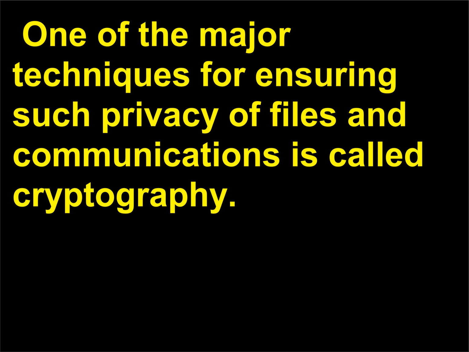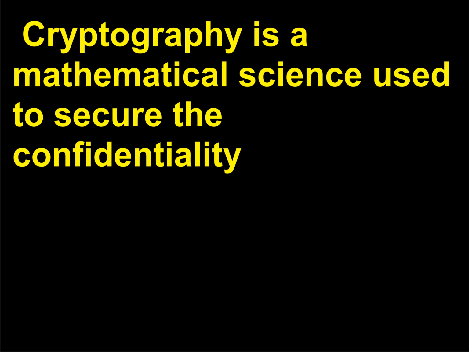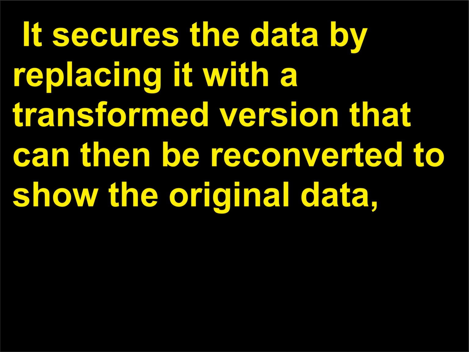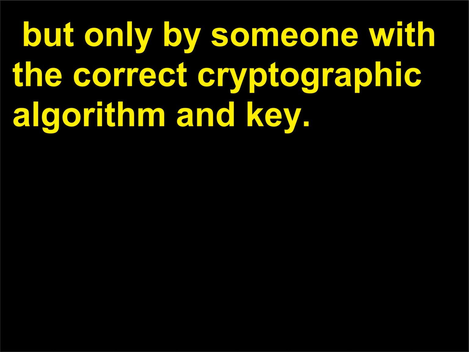One of the major techniques for ensuring such privacy of files and communications is called cryptography. Cryptography is a mathematical science used to secure the confidentiality and authentication of data sent by a user to a certain site. It secures the data by replacing it with a transformed version that can then be reconverted to show the original data, but only by someone with the correct cryptographic algorithm and key.